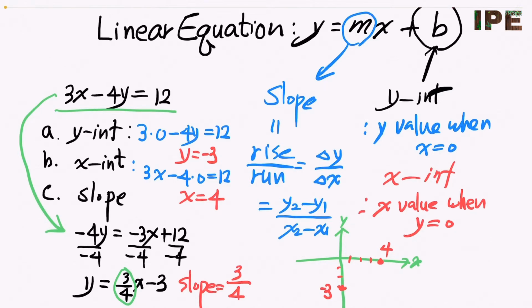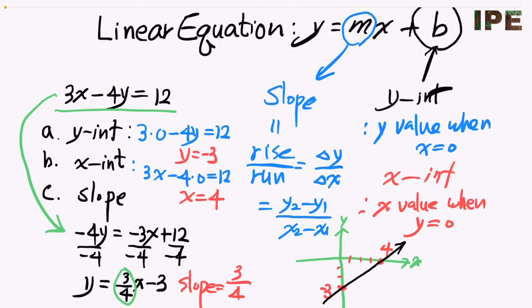To draw the graph, there are many ways. But if you connect 2 points, it's enough to draw the line graph, right? I already got the 2 points, which are the x-intercept and y-intercept. Just connect those 2 points by a straight line. This is the graph. Okay, what is the slope? Slope was 3 over 4. Check: slope definition is rise over run.